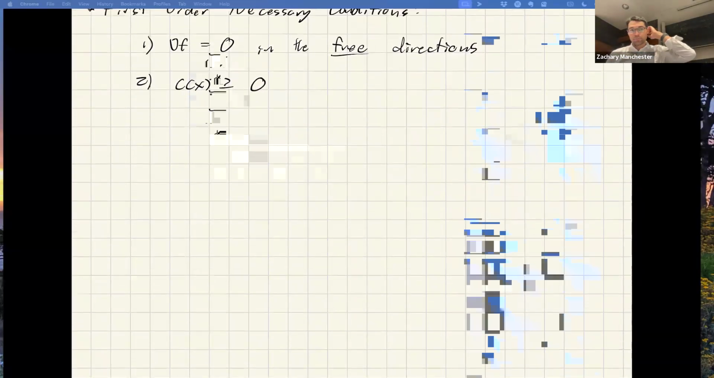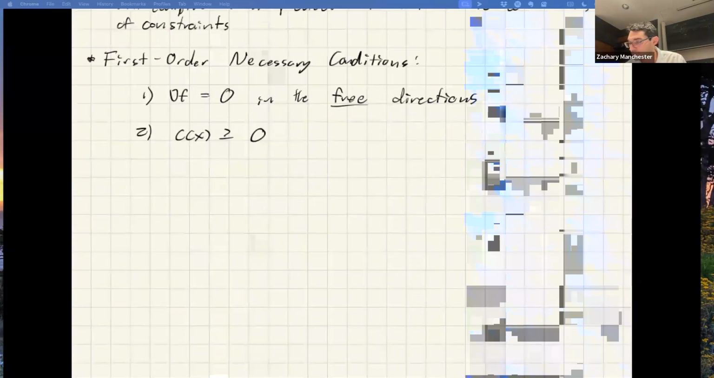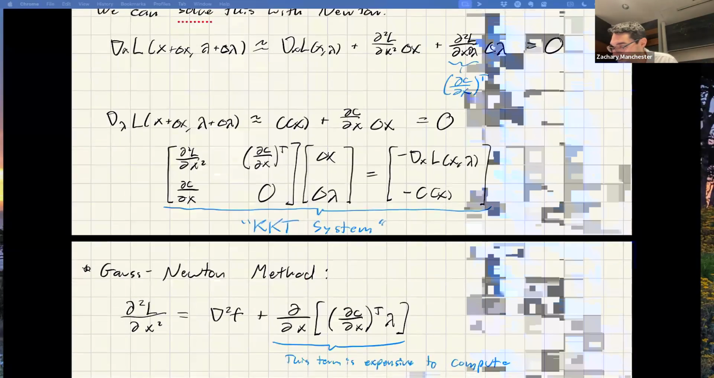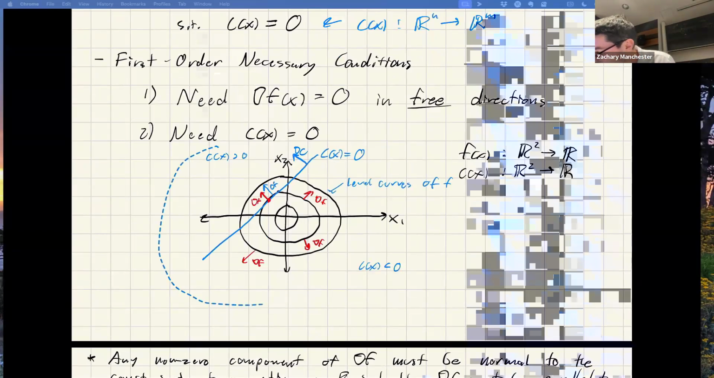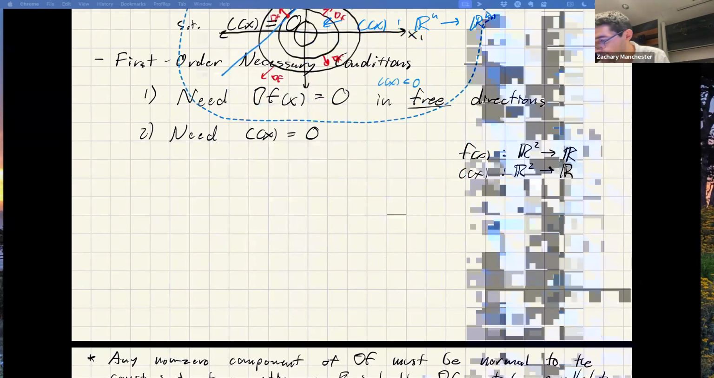So maybe let me draw the picture again. Maybe I can just copy this one. That would be great. Is this going to work? That would be super convenient. Okay. Ah, damn it.